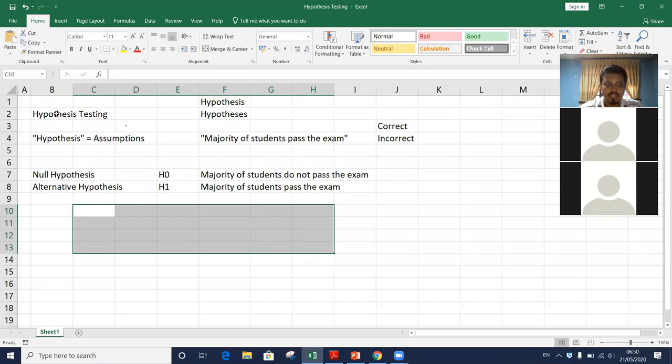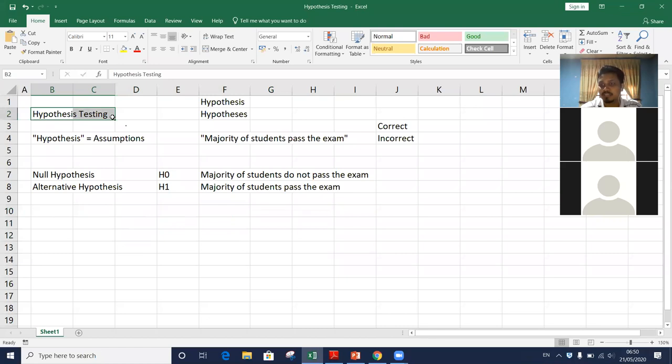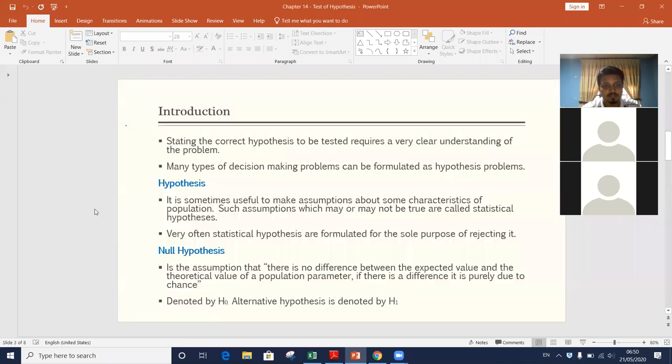So when doing research, this concept is more needed for us, right? Hypothesis testing, right? For you to give an idea, when doing academic research, the first thing is that the research should be researchable, or a researchable question should be there, right? This is the most difficult thing, right? Stating the correct hypothesis to be tested requires a very clear understanding of the problem, right?